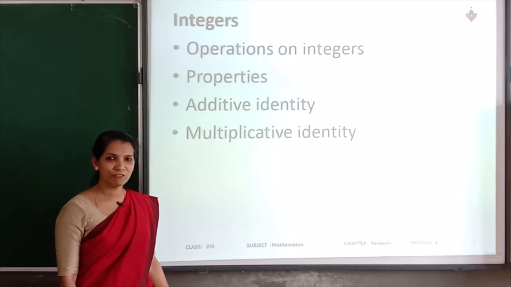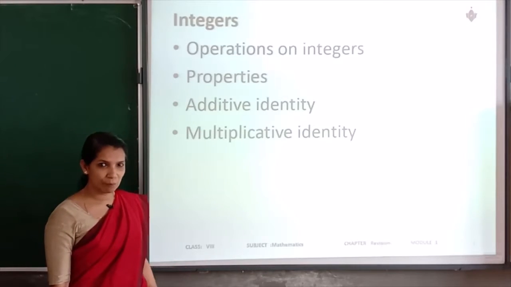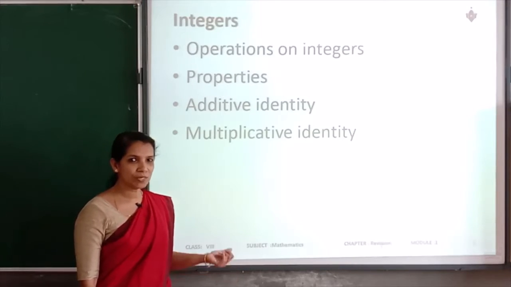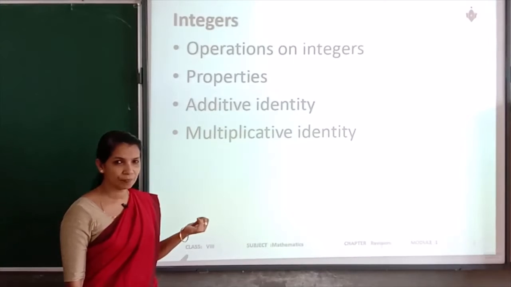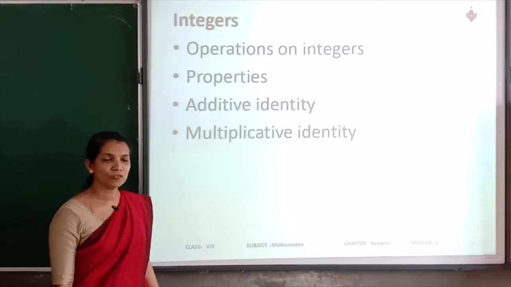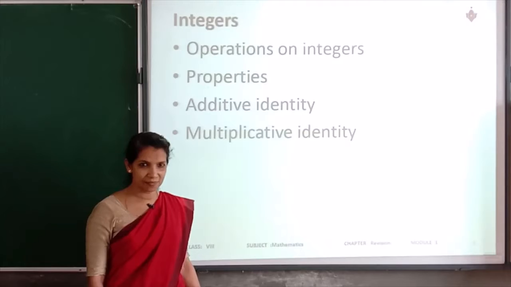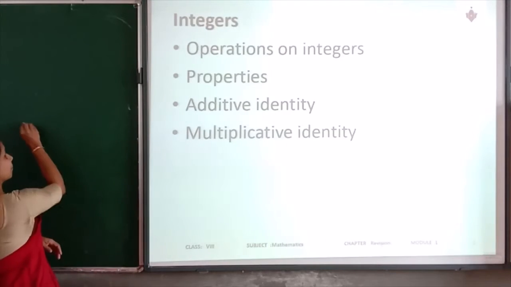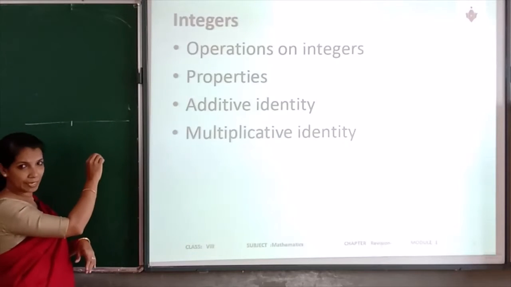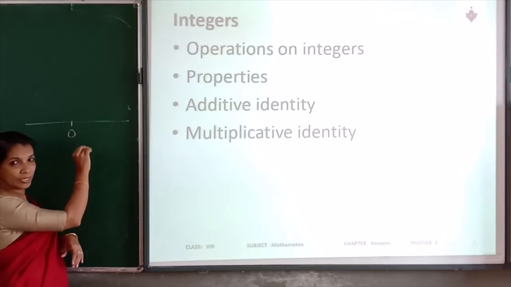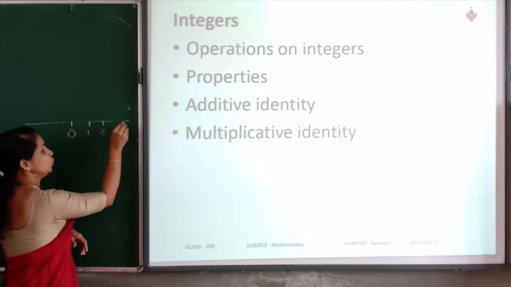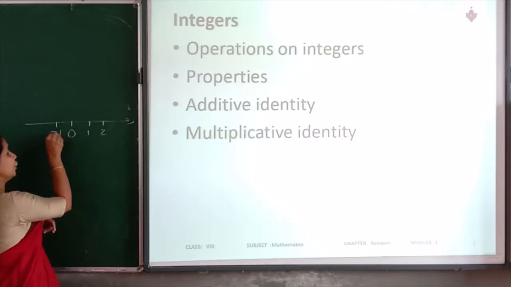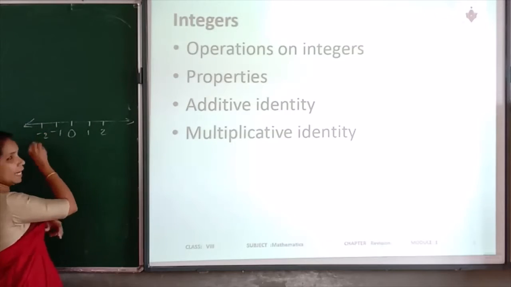You know the definition of integers: the numbers 1, 2, 3, etc., minus 1, minus 2, minus 3, etc., together with 0 form the set of integers. On the number line you can mark 0 in the middle, the positive integers 1, 2 on the right side and negative integers on the left side.